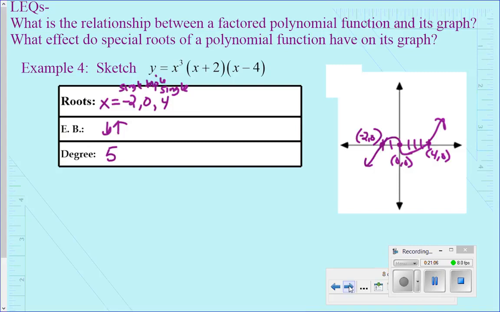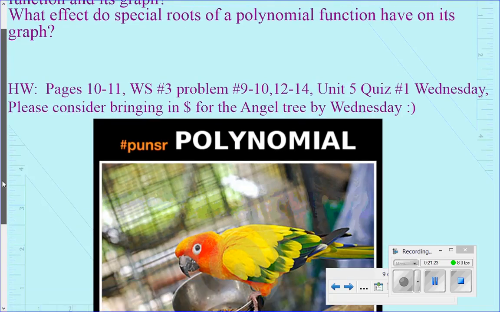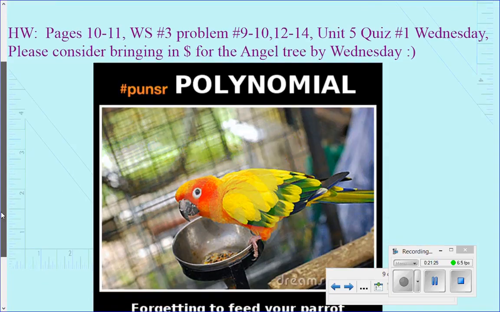So tonight for homework, you are going to work on page 10 and 11. You're going to finish those up. We did some of those pages, but you're going to finish. And then in worksheet 3, remember we're in unit 5 now, you're going to do problems 9, 10, 12, 13, and 14. You do have a quiz coming up on Wednesday. And don't forget to bring money in for the angel tree if you can.